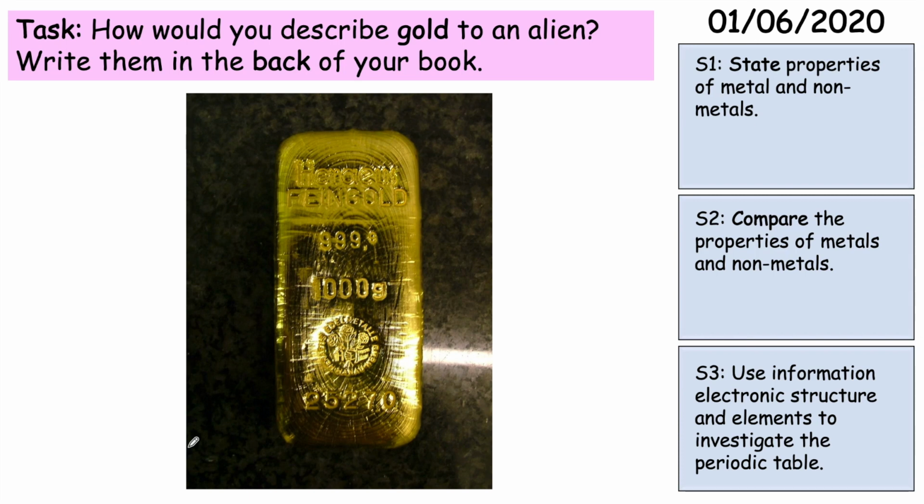Right, the first thing I'd like to do is describe gold to an alien. Just pick 3 properties or 3 keywords you think fit best, pause the video, write them down, then unpause the video. Right, so if I was to describe gold, I'd say it was shiny, it was yellow, and it was hard. They were the 3 things I'd pick. Now, not every metal is gold, but they are shiny and they are hard. And you're going to see some other properties in this video which all metals have.